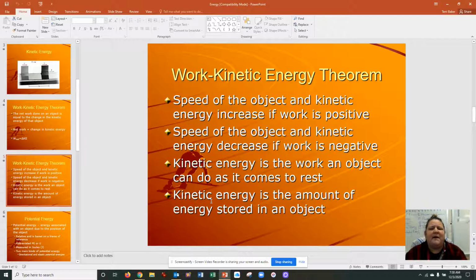So the speed of the object and the kinetic energy increase if work is positive. Okay. Speed of an object and kinetic energy decrease if work is negative. Kinetic energy is the work an object can do as it comes to rest. Okay. And kinetic energy is the amount of energy stored in an object.